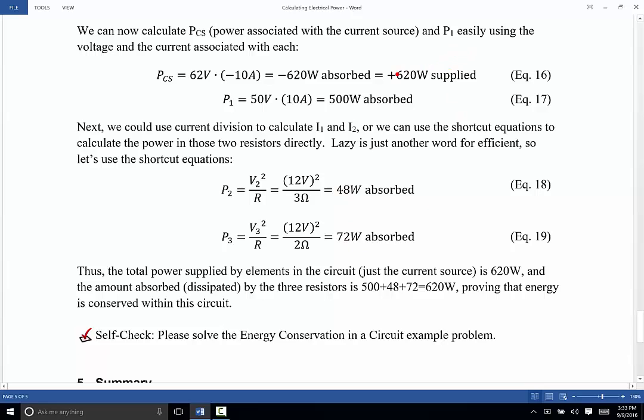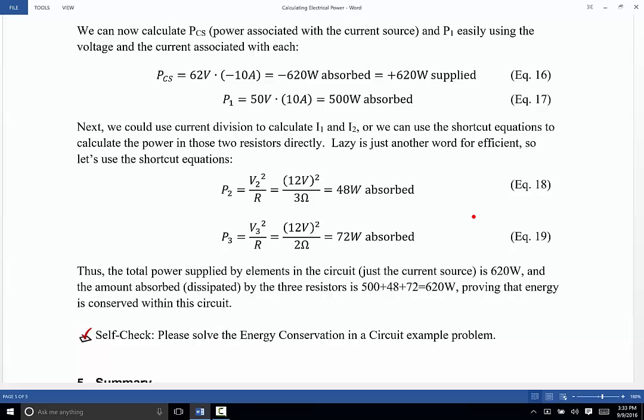So there are 4 powers associated with this circuit. 620 watts being supplied, 500 watts being absorbed, 48 watts being absorbed, and 72 watts being absorbed. If we add up these 3 numbers that are being absorbed, we get 500 plus 48 plus 72, which is 620 watts being absorbed. We find that the amount of power that's being supplied is the same as the amount of power that's being absorbed. If it weren't the case, then this circuit would either be generating power or absorbing a net amount of power, and in either case, that would violate the conservation of energy. If we have a net power other than 0, then energy is not being conserved.